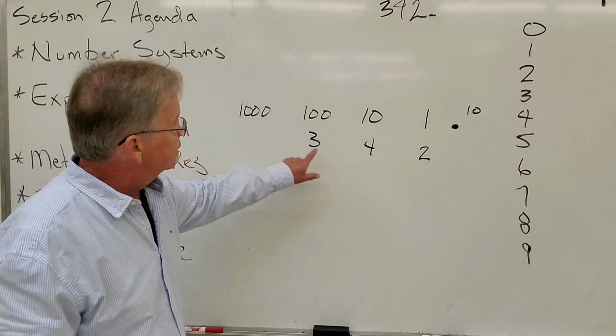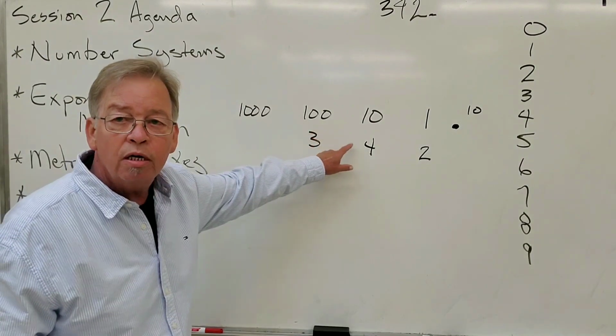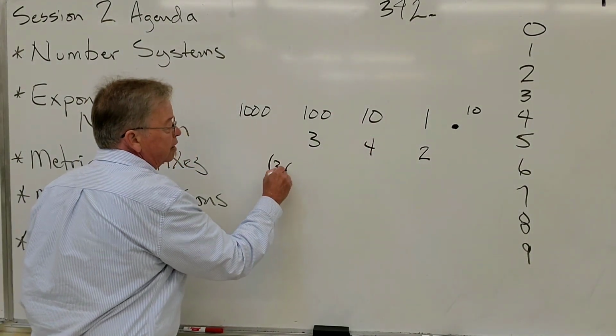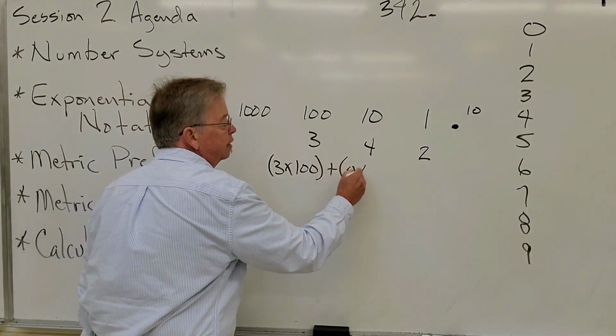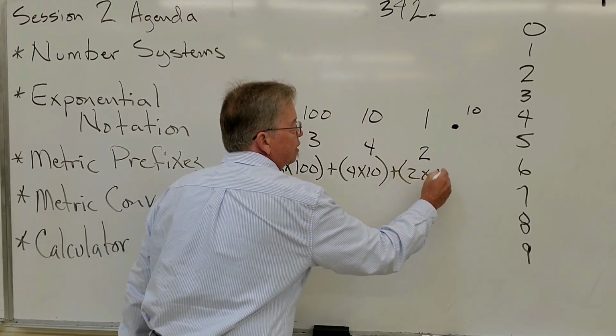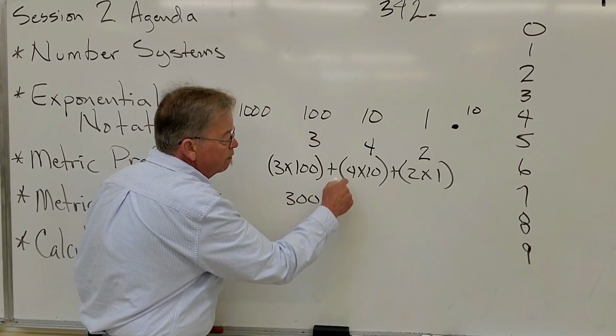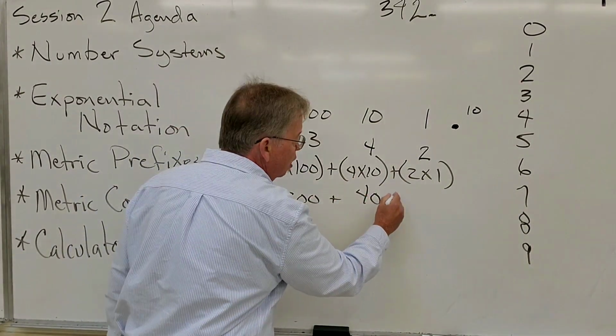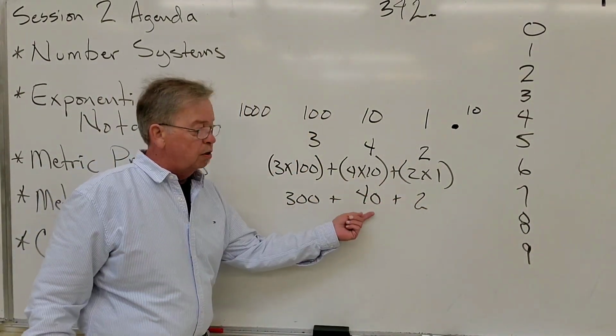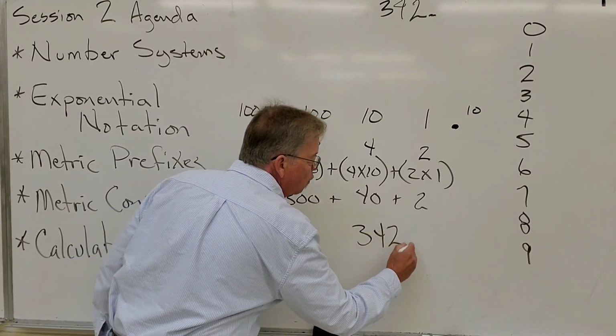Well, what happens is it's the digit times the column weight plus the digit times the column weight plus the digit times the column weight. And so if we cipher this on down, 3 times 100 is 300, 4 times 10 is 40, and 2 times 1 is 2. And if I add these up, 300 plus 40 plus 2, that gives me 342.